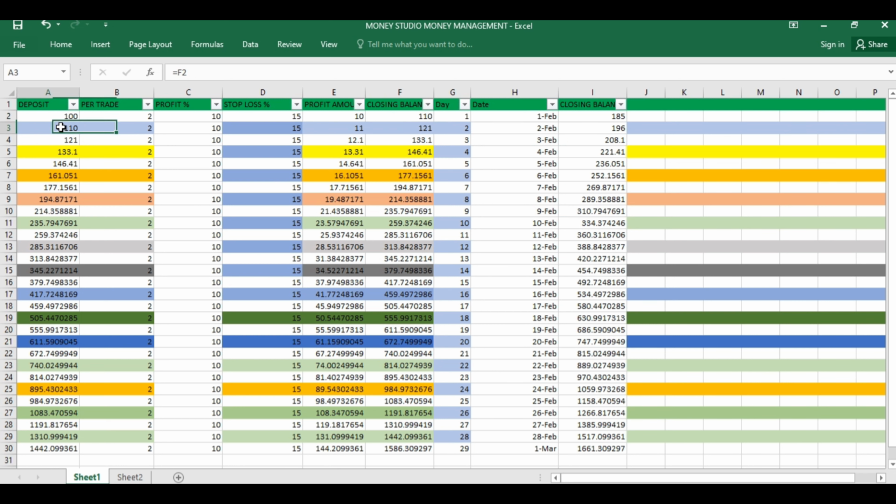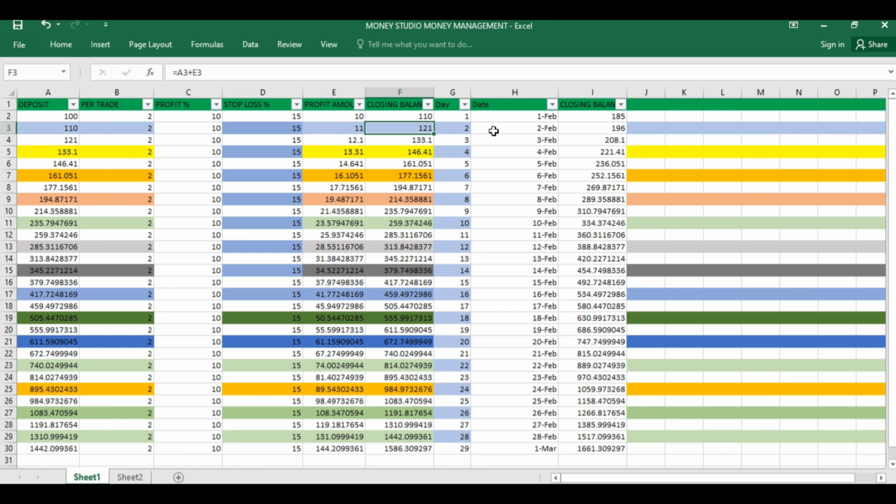So what is the second row about? The second row is very easy. That was the first day's amount. From the second day, your closing balance will be your starting balance, right? Then the calculation will be for your starting balance again. So this is your profit amount, this is your target, $11. After achieving $11 profit, leave for the day. Then your closing balance will be $121.